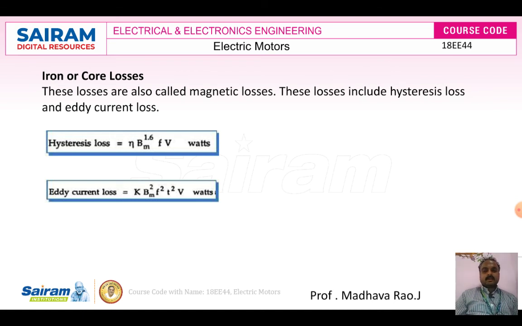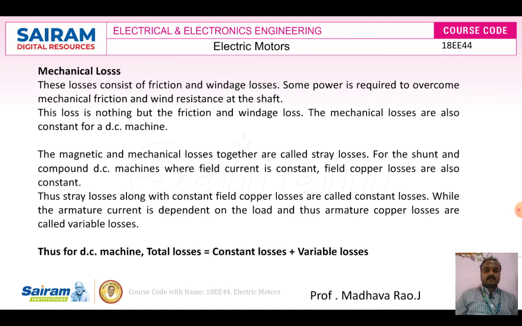Coming to the mechanical losses. These losses consist of friction and windage losses, due to bearing friction and due to wind. Some power is required to overcome mechanical friction and wind resistance at the shaft. So this is also a loss, nothing but friction and windage loss. Mechanical losses are also called rotational losses for the DC machine. The magnetic and mechanical losses together are also called stray losses.